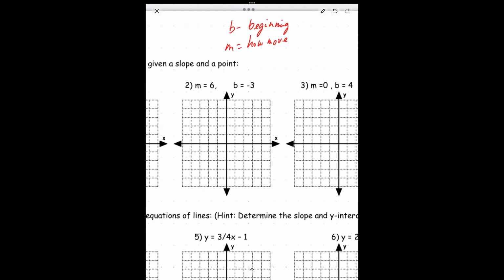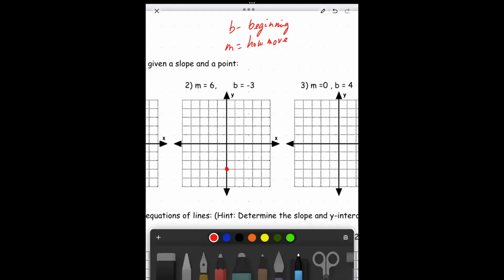So I'm going to go down 1, 2, 3. So here's my point right here. That's the beginning of my graph. Now I'm going to use the slope and do rise over run. The slope is 6, which is the same thing as 6 over 1. So that means I'm going to rise 6 and I'm going to run 1. So watch what I do. I'm going to go up 6: 1, 2, 3, 4, 5, 6. And then I'm going to run 1. Boom. So that means my new point is going to be right here.